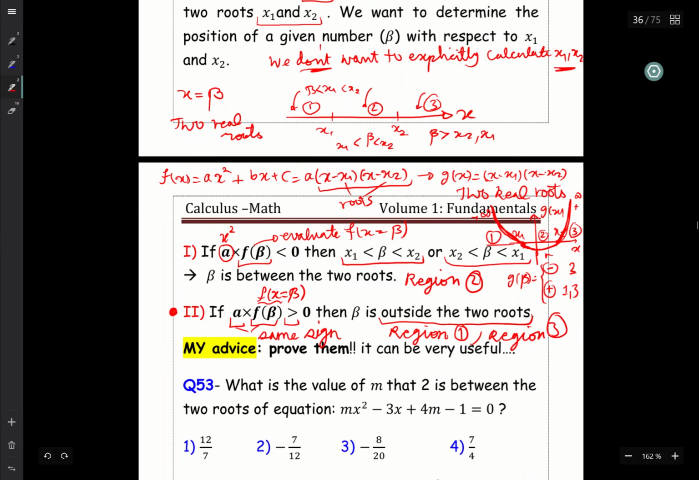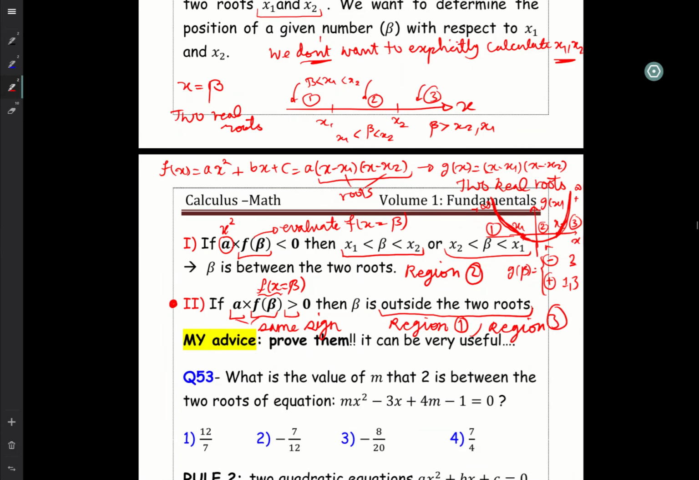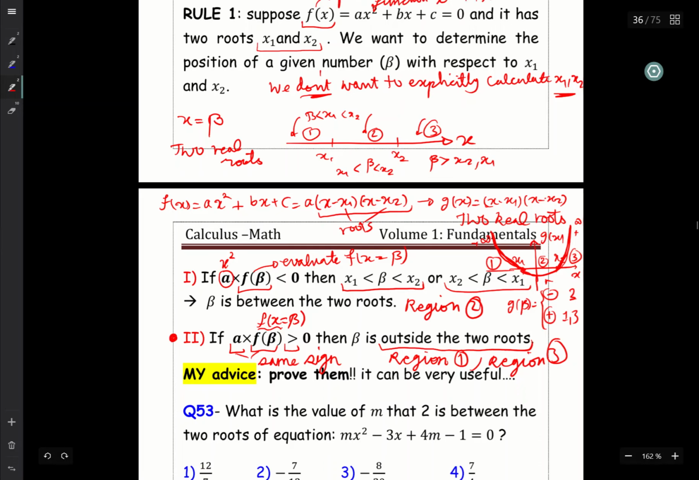And two real numbers have the same sign if and only if their product is positive. So region 2 is the first case, when beta is between the two roots. And g of beta is negative, so the sign of f of x and the sign of a are opposite. It only happens when the product of a and f of beta is negative, so they have opposite sign. Okay?